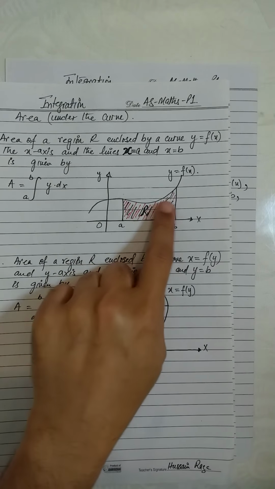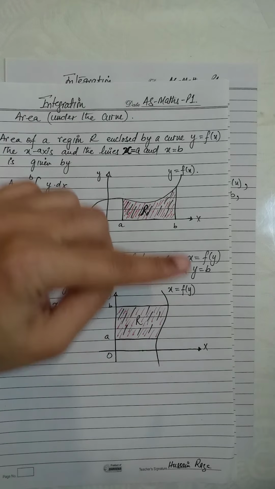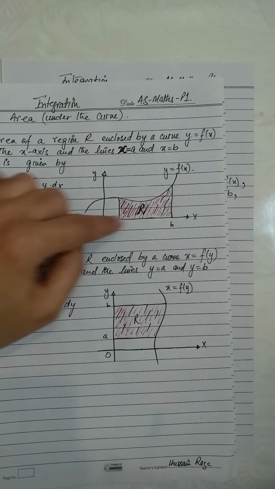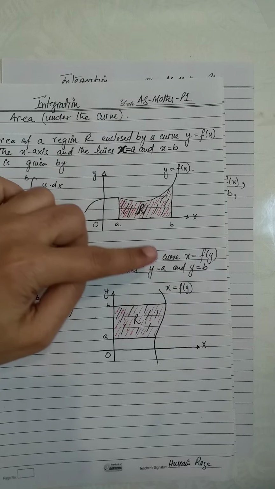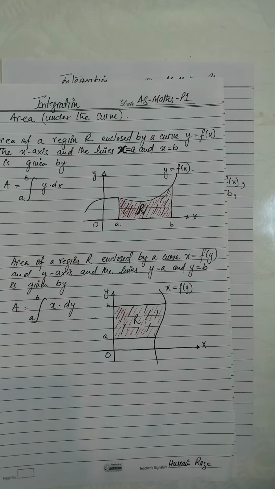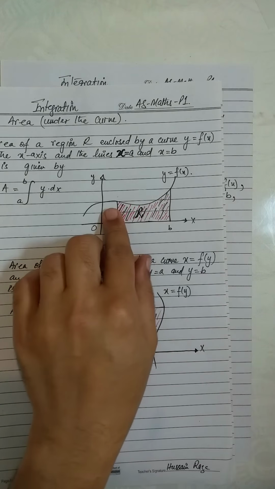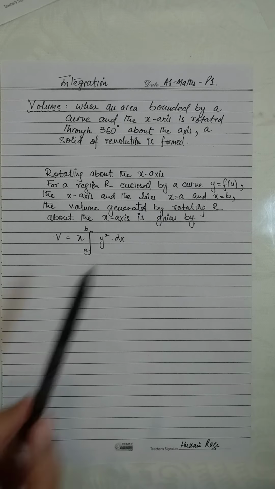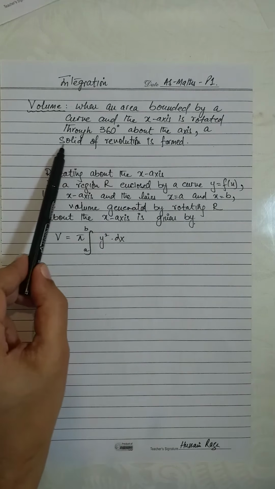Just like this over here, if I had this as a simple area in two dimensions, and if I would rotate this 360 degrees about this axis, it will form a cylinder shape. It's just going to form a three-dimensional shape. So that's going to give me the volume. Anything that has a three-dimensional shape is going to give me a volume. Anything that has a two-dimensional shape is going to give me the area. So that's why in volume you will always see this written: through 360 degrees about the axis, a solid of revolution is formed.